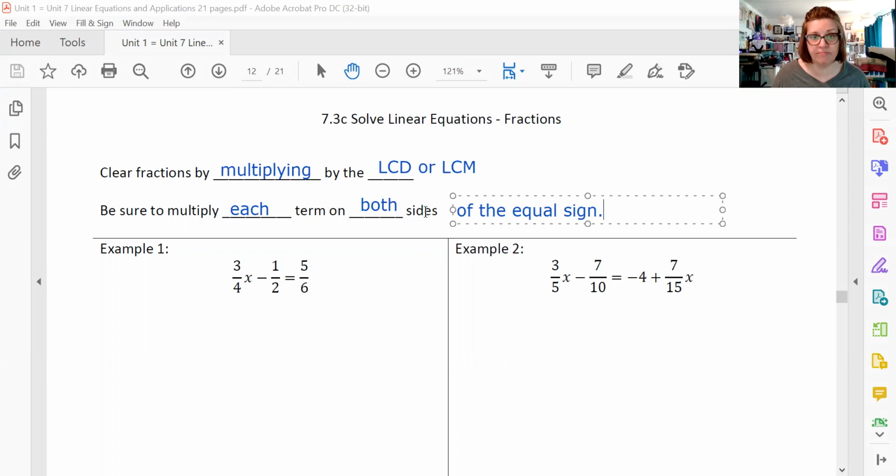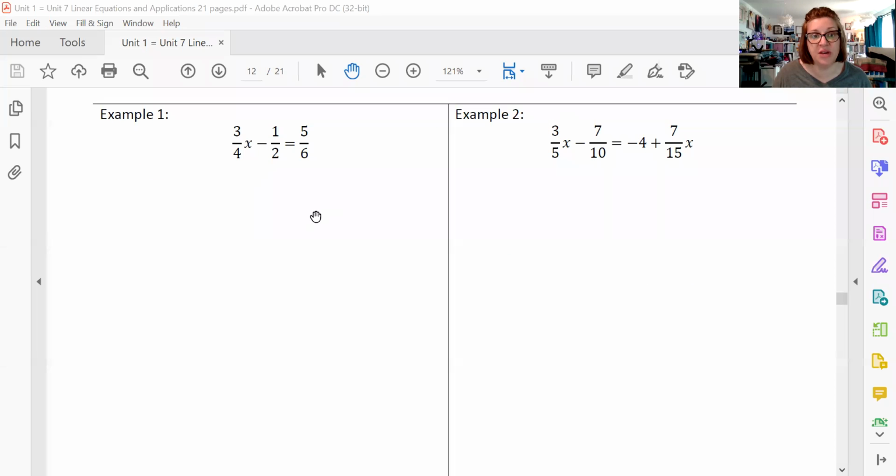I'm going to clear these and scroll my page up so I have lots of room to write on here. So I have this equation, and it's got 3 fractions in it plus a variable. It looks really intimidating, but I promise you it's not. And you totally have the information to know how to do this.